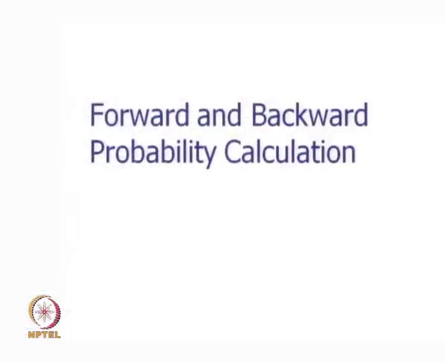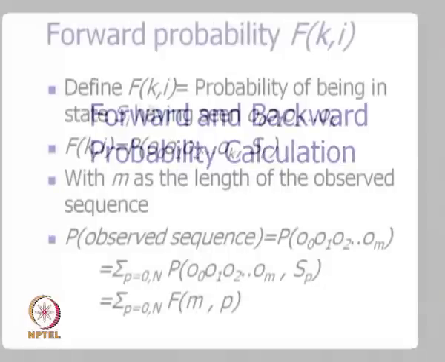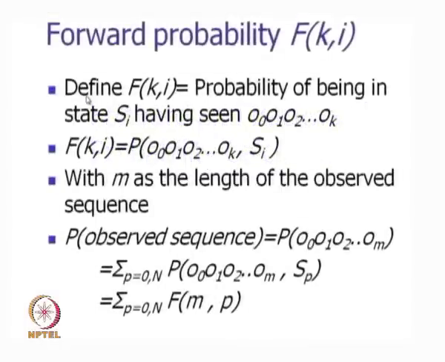There is a very famous technique called expectation maximization, which is at the heart of this algorithm, and we will discuss this in detail. So, continuing with the slides, forward and backward probability calculation is what we are going to do, and we make some very useful definitions. We define f k i as the probability of being in state S i having seen the observation sequence O 0, O 1, O 2 up to O k.